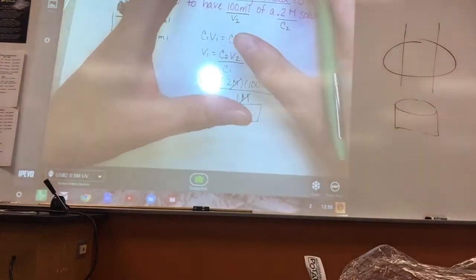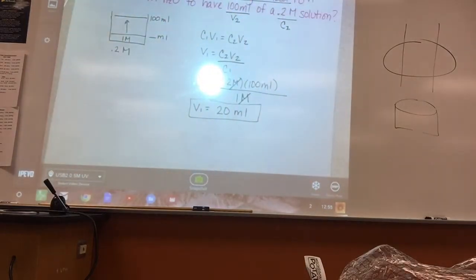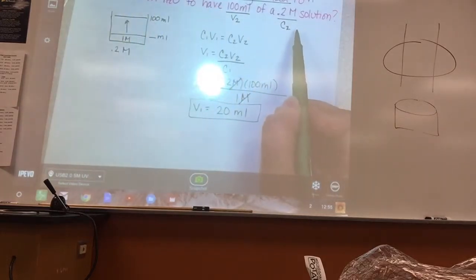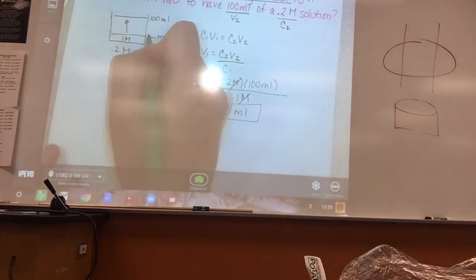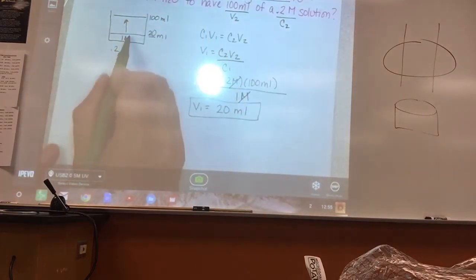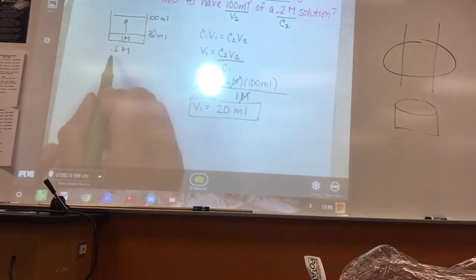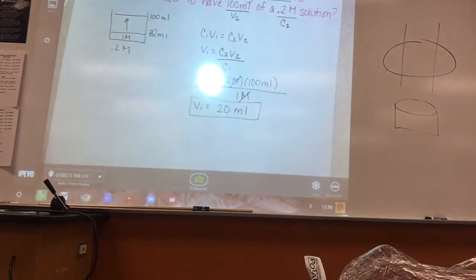All right, so what that means is, it's my volume. Out of my stock solution, let's say I had a whole liter, 1,000 milliliters, of the stock solution. Obviously, you're not going to dilute 1,000 milliliters to make 100 milliliters of a 0.2 molar solution. So this is saying out of your big stock solution, measure out 20 milliliters of it, then add enough water to bring it to 100, and instead of 20 milliliters of a 1 molar solution, you end up with 100 milliliters of a 0.2 molar solution.